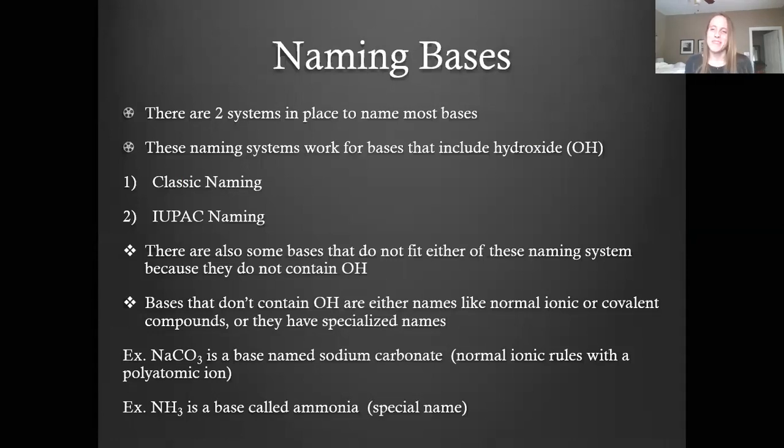Okay, so that's it for the acids. Next up is the bases, which is much easier to name than our acids. There's really two naming systems that we're going to go over. We're going to look at the classic naming, but only for a few bases, and then the IUPAC naming for most of the rest of them. These naming systems do work mainly for our bases that end with OH, which most of our bases do.